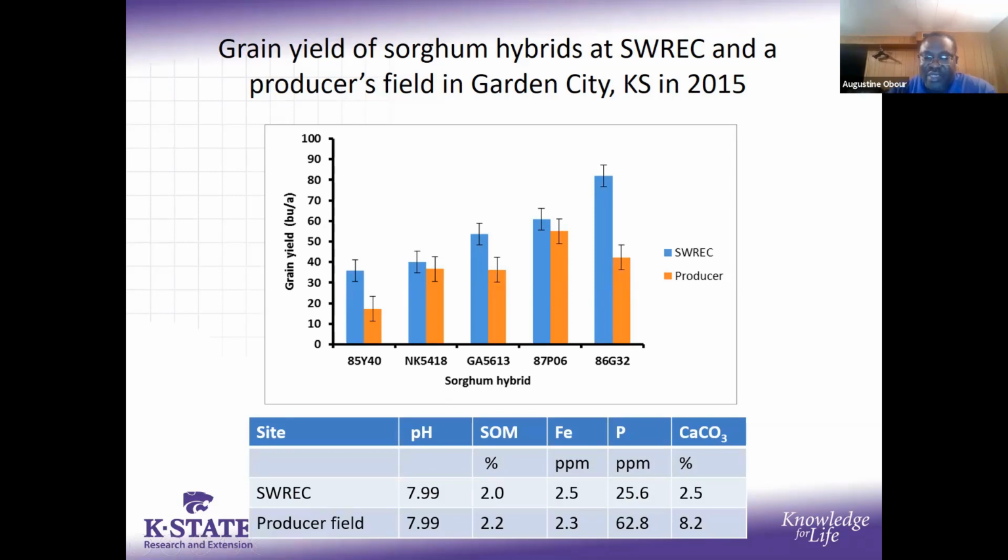So what happened is the high pH conditions with high soil phosphorus is going to reduce availability of iron, and also, more importantly, the calcium carbonate levels. So this field showed severe chlorosis compared to our research station. The plots at the research station were actually able to grow out of the chlorosis, but not all the hybrids grew out of iron chlorosis at the producer field.